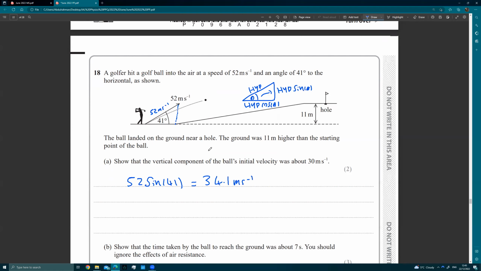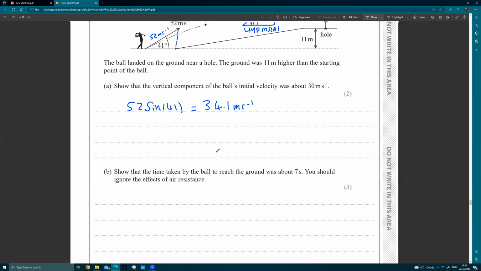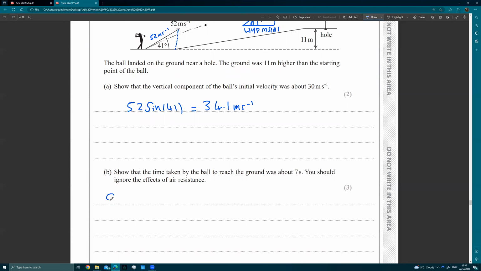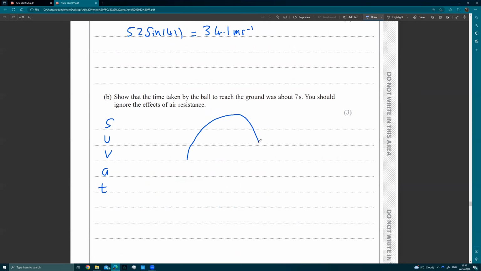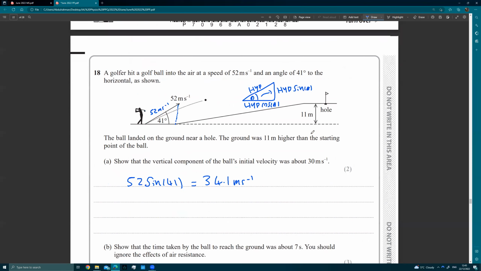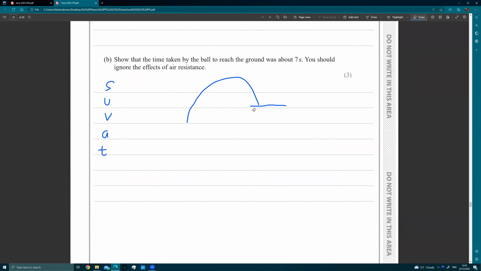meters per second. Show that the time taken by the ball to reach the ground was about 7 seconds. So to do this, I'm going to solve a vertical SUVAT. The reason I'm doing that, I want to know the time it took for the ball to go up until it reached the ground, because it says the ball landed on the ground, which is 11 meters higher than the starting point of the ball. So this is the motion. So I'm working out the time it took for this motion to complete.